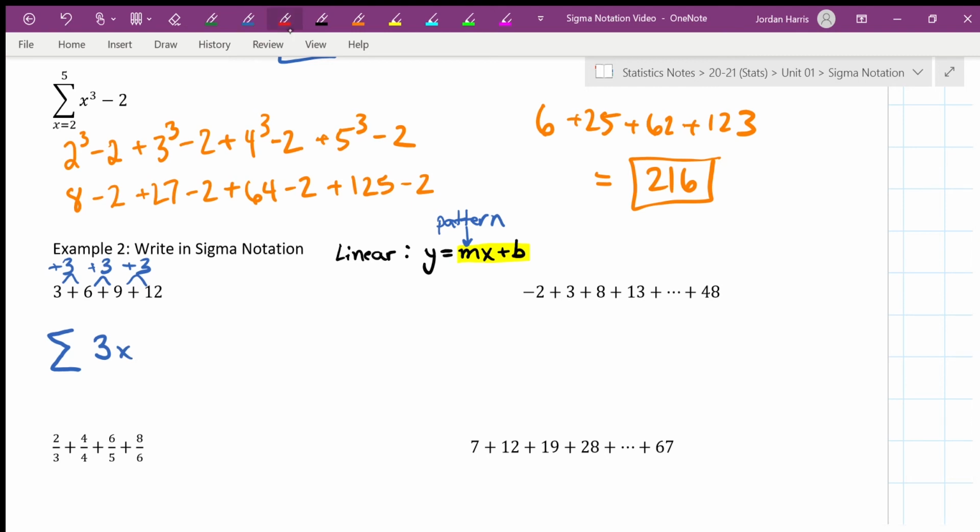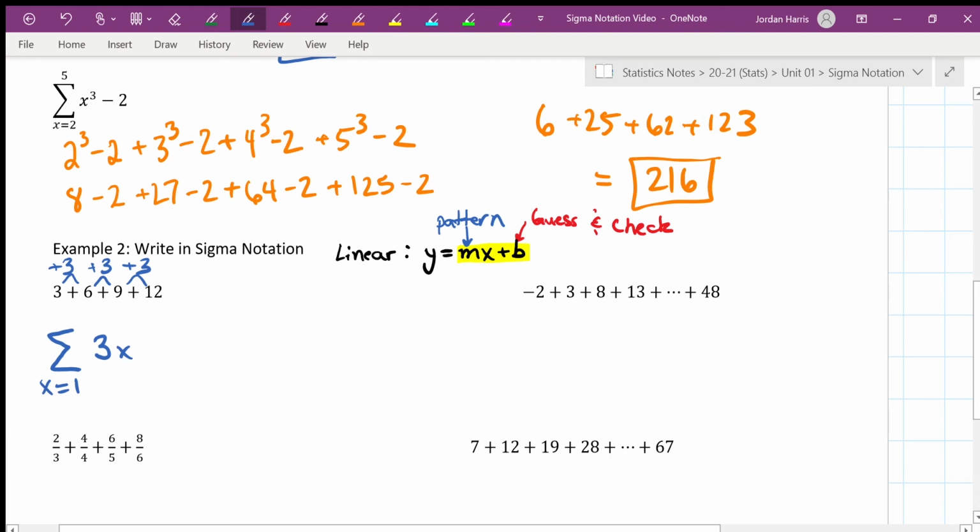The b, we have to guess and check. Most of these problems we write are not super complicated. So we're going to guess and check for the b. And that's also true of our starting number. The nice thing about linear, though, is we can technically start at any number we want. I always like to start at 1 because it's an easy number to plug in. So if I plug in x equals 1, I get 3 times 1. That has to be giving me my first value here. 3 times 1 is indeed 3.